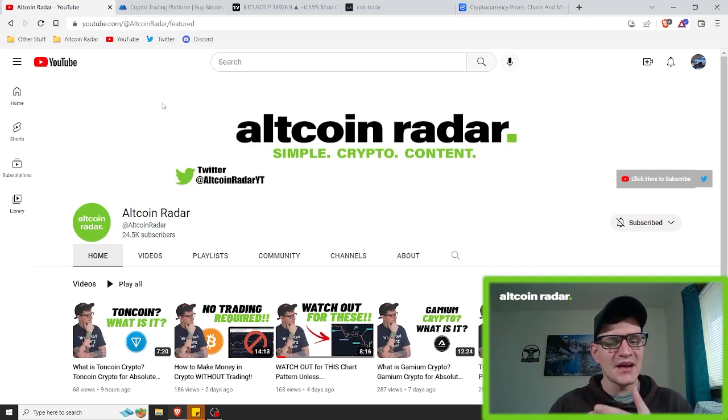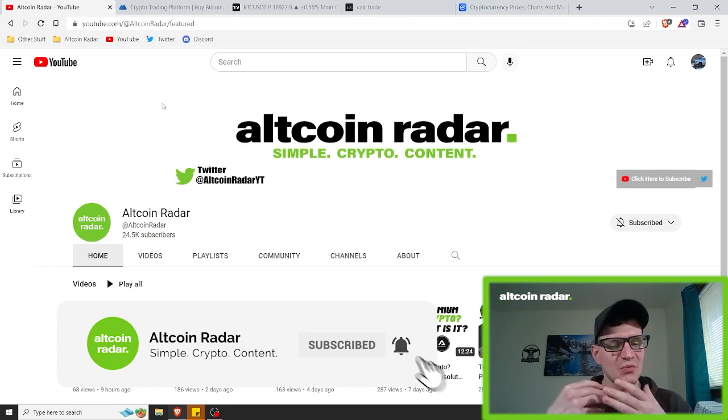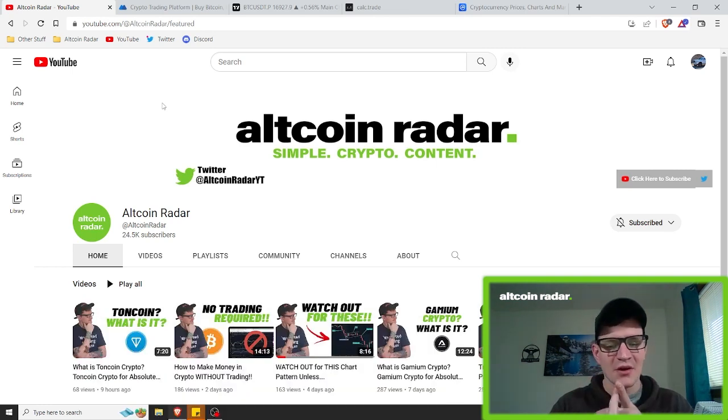Altcoin Radar. Today, guys, I'm going to talk about how much money you should be trading with so that you are managing your overall risk effectively. And this works well for anybody who is trading in any market. It doesn't have to be crypto necessarily, okay?